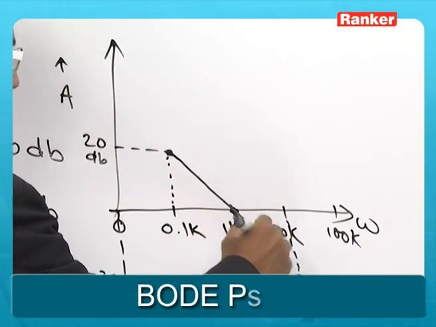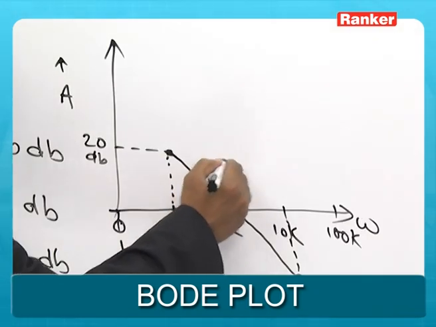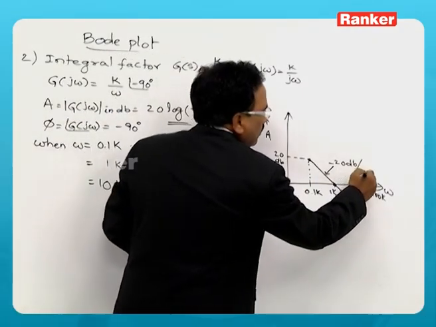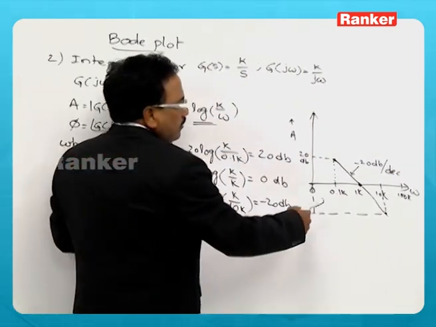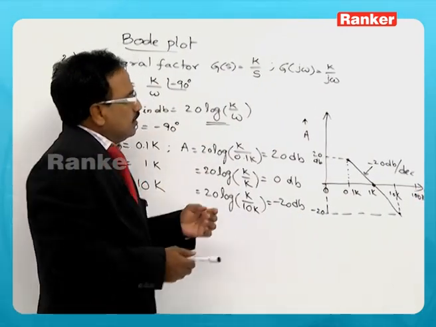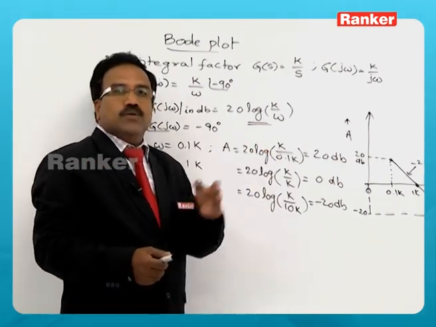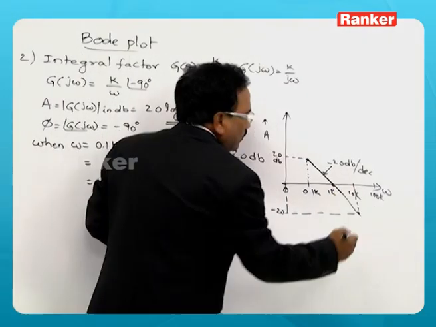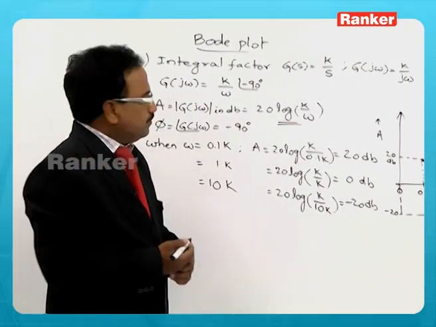It is a straight line having a slope of minus 20 dB per decade. Decade means the frequency is increased 10 times. You can see that frequency on x axis is increasing by 10, whereas the magnitude is decreasing from 20, it has become 0, then 0 has become minus 20. So, we say that the integral factor magnitude varies and has a slope of minus 20 dB per decade.